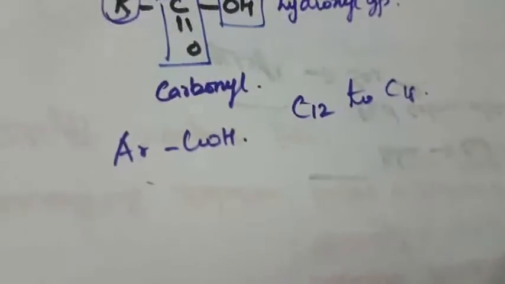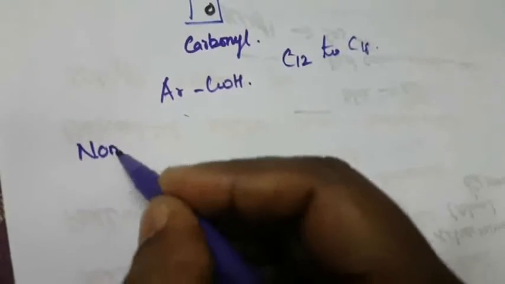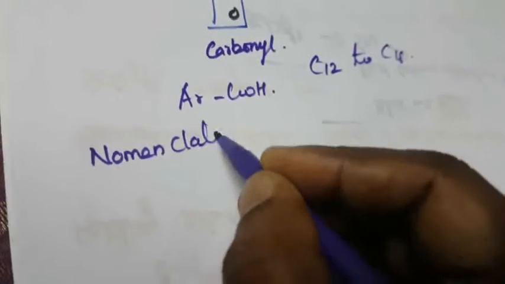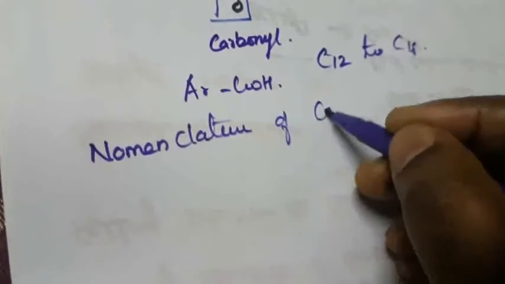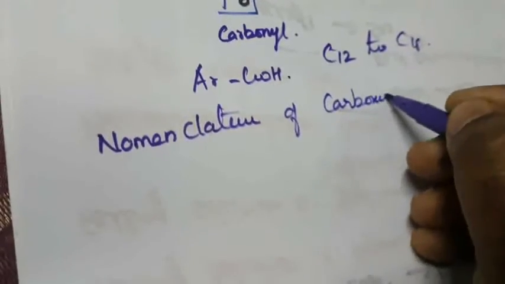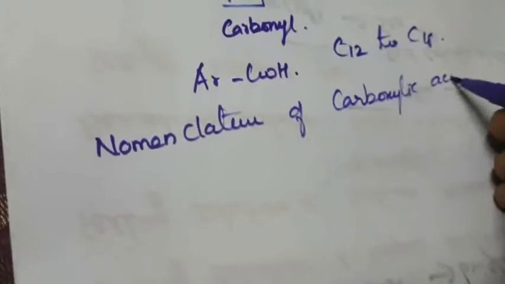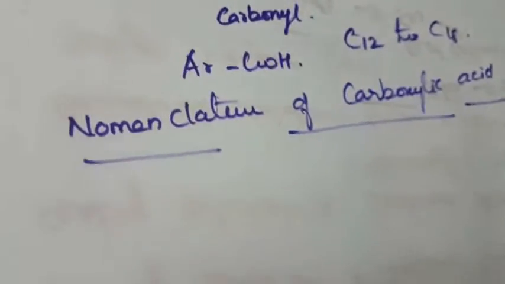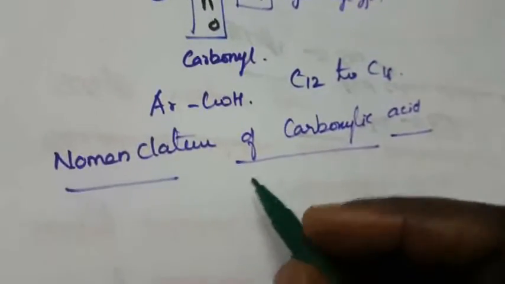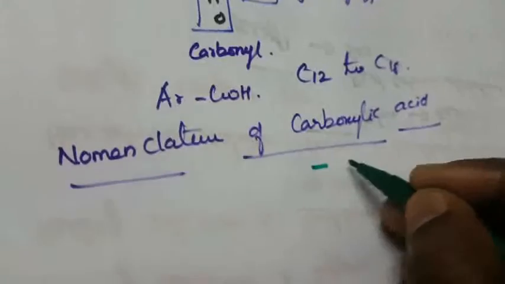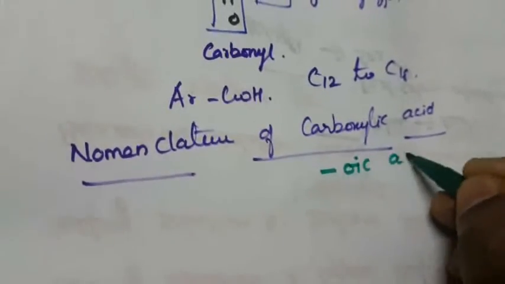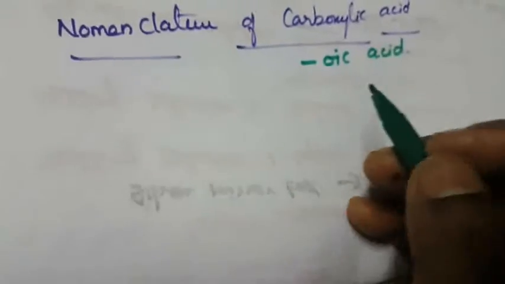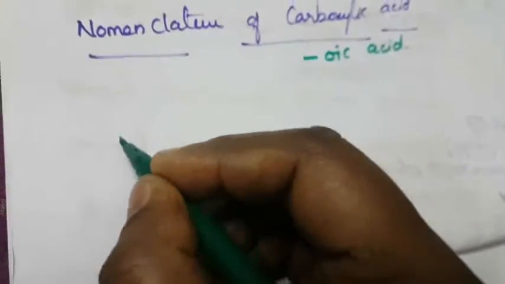So next we are going to see the nomenclature of carboxylic acid. What is the nomenclature? First, how to write the IUPAC name. The suffix ending is oic acid. In the IUPAC name, the suffix is oic acid. How to write that? First one, how to write.